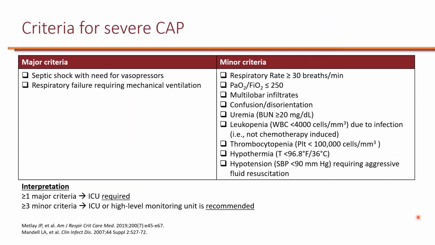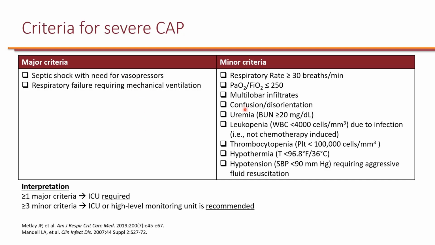Now, the 2019 IDSA guideline for CAP uses the same criteria as the 2007 guideline for classifying patients as severe community-acquired pneumonia. So there are 2 major criteria and there are several minor criteria. If the patient has one of the 2 major criteria, it will be considered severe pneumonia. And basically, with severe pneumonia, for the most part, the patients will likely need to be in the ICU. As you can see, the criteria here are septic shock with need for vasopressor, so this can only happen in the ICU, and of course, respiratory failure requiring mechanical ventilation. Both vasopressor and mechanical ventilation will require patients to be admitted to the ICU.